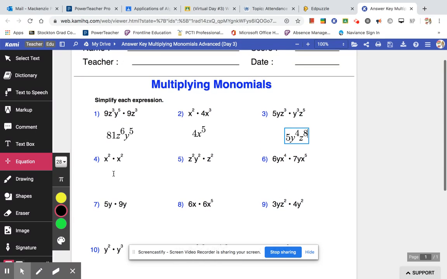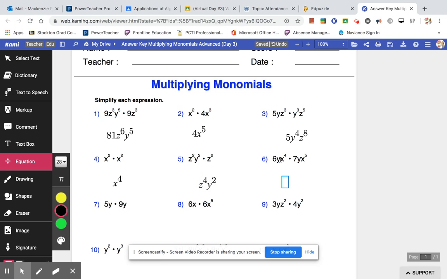Number 4 doesn't have any coefficients, so it's a lot like the last classwork we did. Keep the base, add the exponents, the 2 plus 2 gives us the 4. Alright, so if I take a look at 5, again, there's no coefficients, but we do have two different sets of bases. I'll start with the first one I see, which is z. The other z has a 2, and this one has a 2. So when I add those together, it's z to the 4th. And there's only one y, so I just keep the exponent and the base. Again, the z to the 4th came from adding the 2 plus 2.